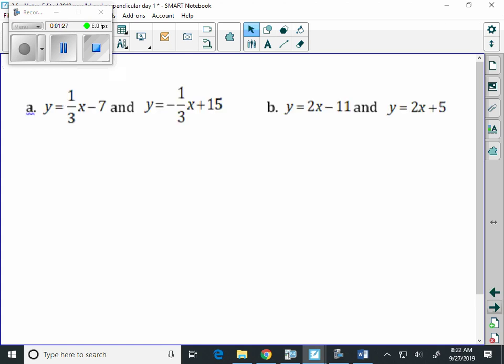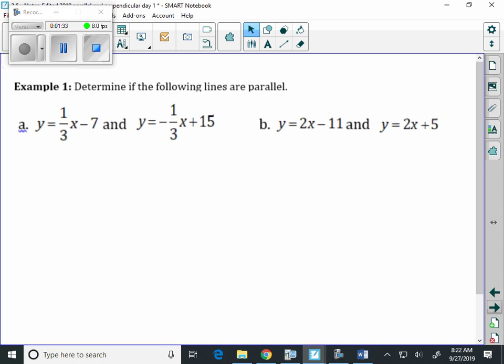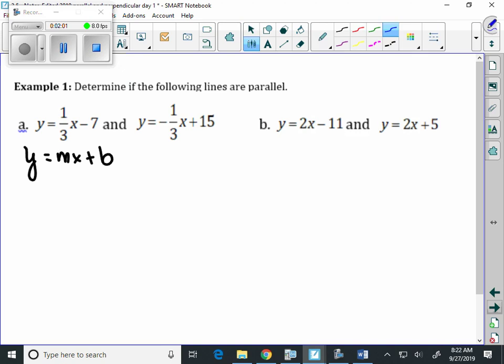If we take a look at our examples here, there's my directions. Determine if the following lines are parallel. Well, these lines in particular on A and B are in slope-intercept form. Again, what we talked about in our previous notes. And what we can identify here, just a reminder, slope-intercept form is y equals mx plus b. So the m, what's the equation to solve for y? The m is the number in front of the x. So in this particular case, the slope is 1/3.